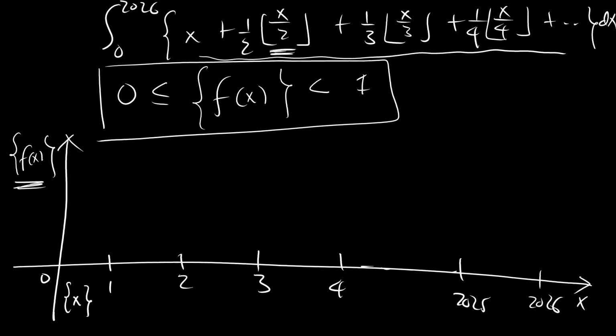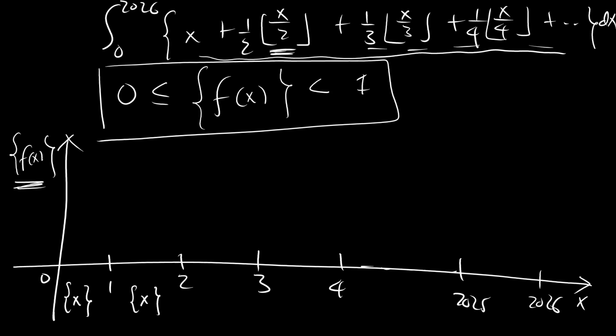From 1 to 2, similarly, 1.0, 1.2, all the way up to 1.9999 divided by 2, the floor function is going to be 0. So everything here collapses to 0. So we are left with the floor function of x. I mean the fractional part of x rather.